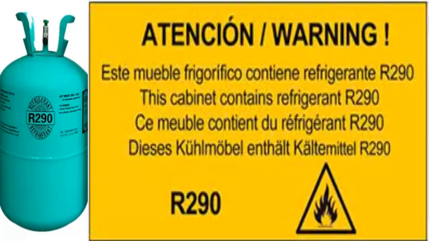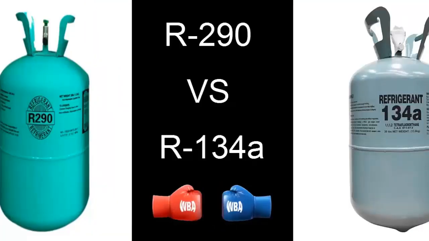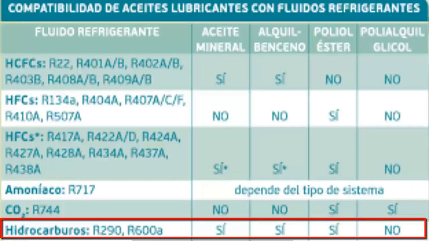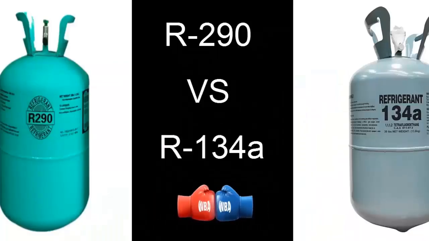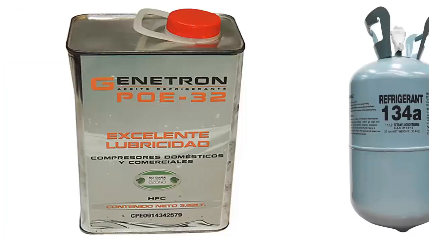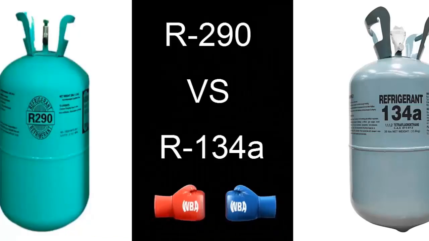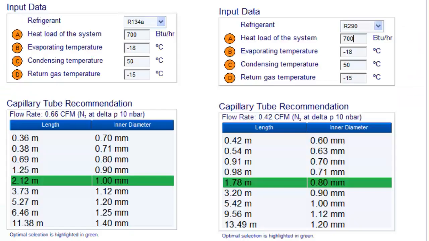Moreover, R290, like other hydrocarbon-type refrigerants, exhibits excellent miscibility with any type of lubricant, although it is recommended to use lubricants with higher viscosity levels. R134a, on the other hand, is compatible with POE oil in conventional refrigeration and PAG oil in automotive air conditioning systems. Displayed on screen are the capillary tube size tables for R290 and R134a, comparing their cooling capacities side by side.